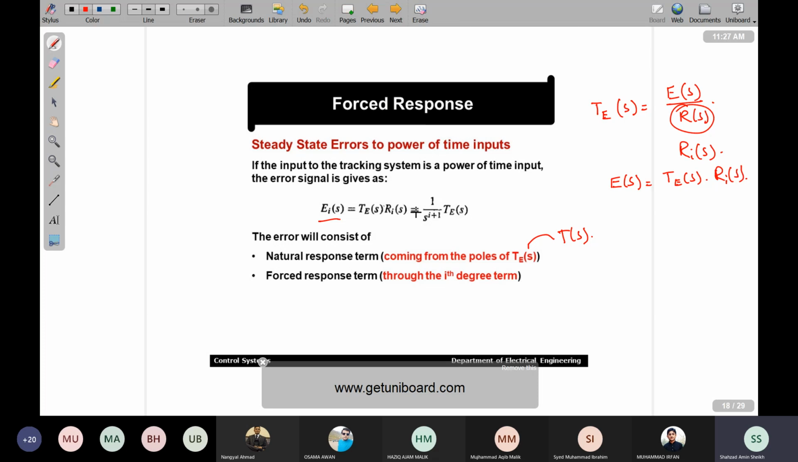ये आपका forced response जो है वो यहाँ से आ रहा है, which is quite obvious के जो input है आपकी forced response जो है वो यहाँ से आता है. Any questions regarding this? Ibrahim? No sir, no questions. Isha?